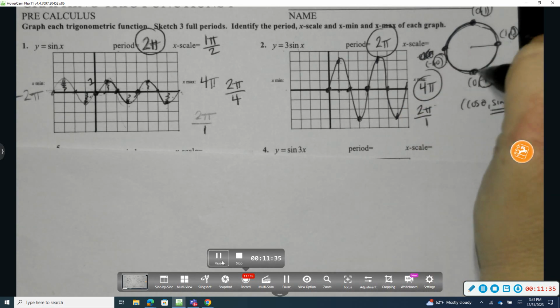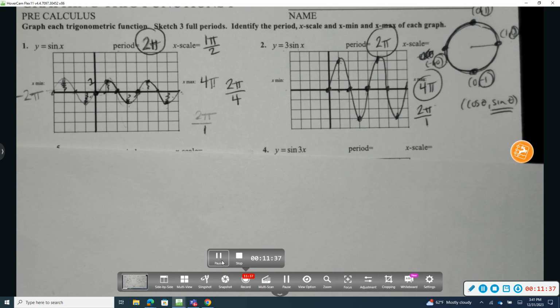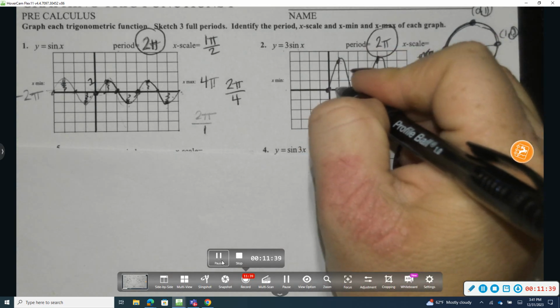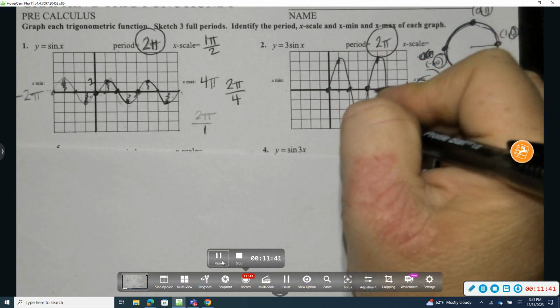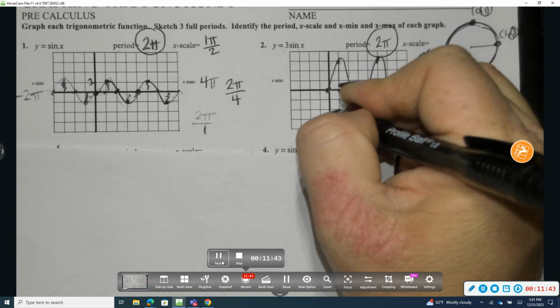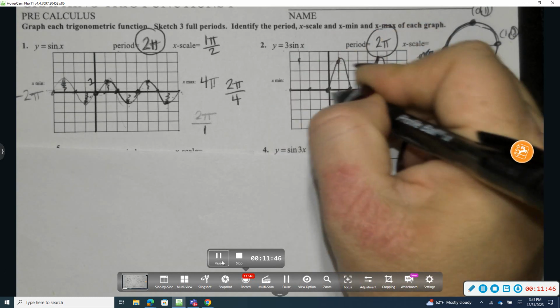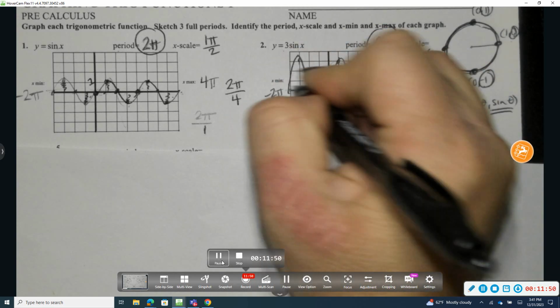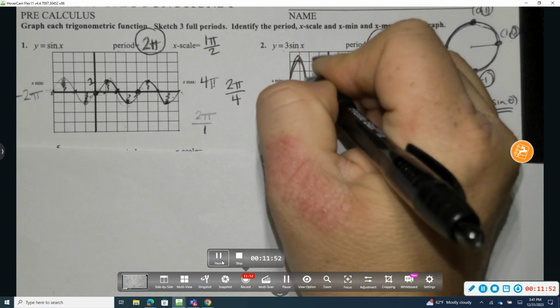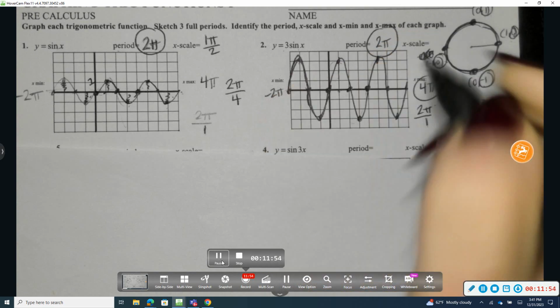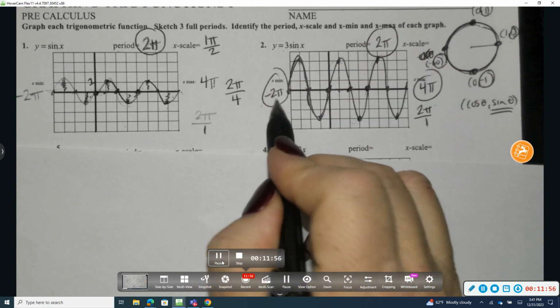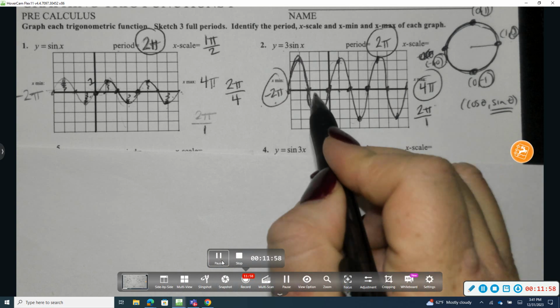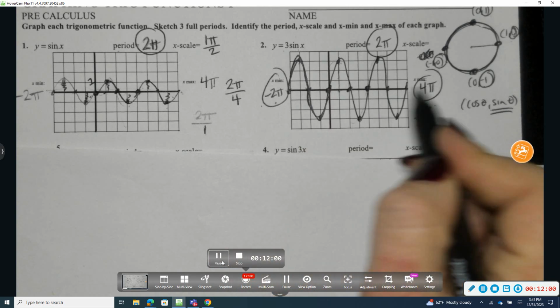Remember, when we go backwards on the unit circle, we have a negative sign. So it's going to be 2 pi the opposite way, and I'm just going to follow the curve. Down, up, down. So I'm going to go down 3, back, up 3, and back. And this is going to be a negative 2 pi. Okay, so I've done the minimum for this graph as a negative 2 pi that we can see from this position, and a positive 4 pi to the right.